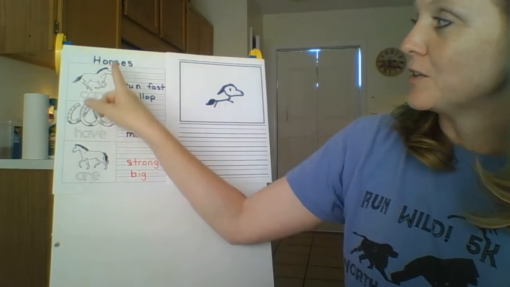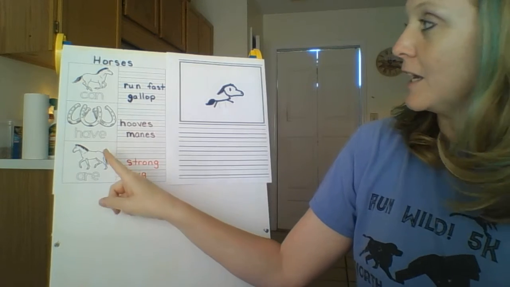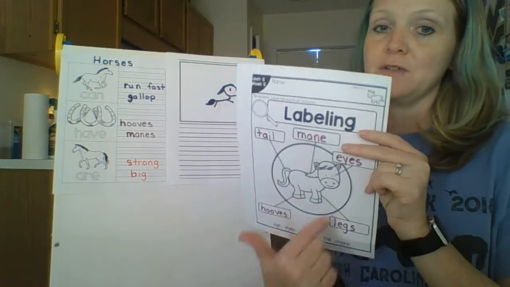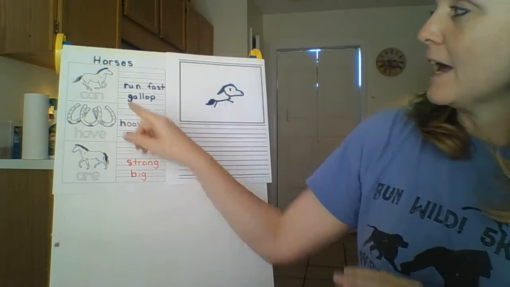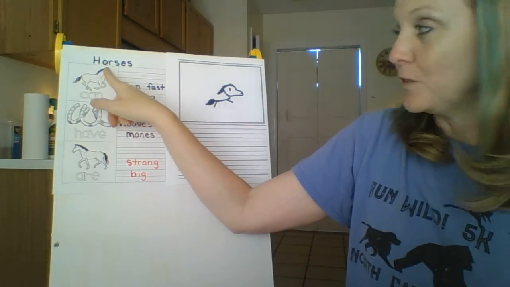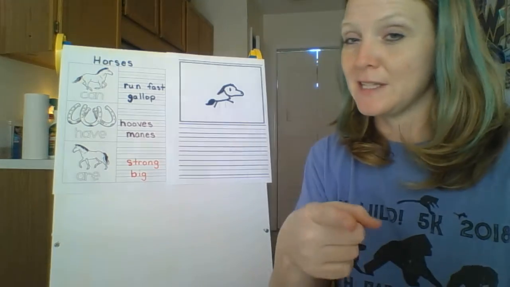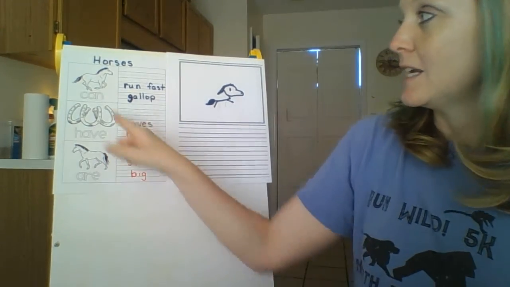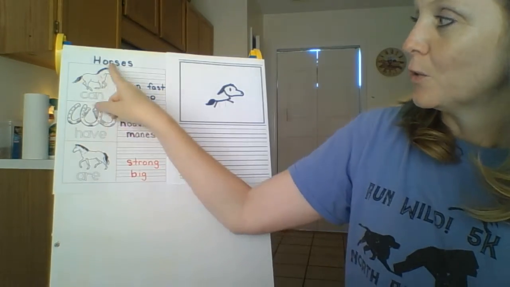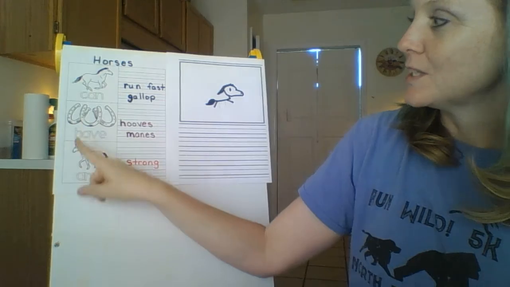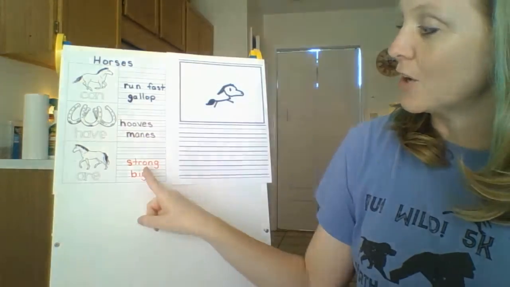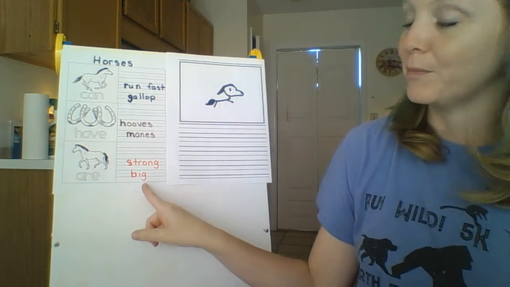So yesterday you guys did your can have R chart, and I put my can have R chart up here so we can use my stuff also to write a sentence together. I wrote horses across the top. So if you don't have horses across the top of yours, do that because it's going to help you make all of your sentences make sense. So horses can run fast. Horses can gallop. Horses have hooves, horses have manes, horses are strong, and horses are big.